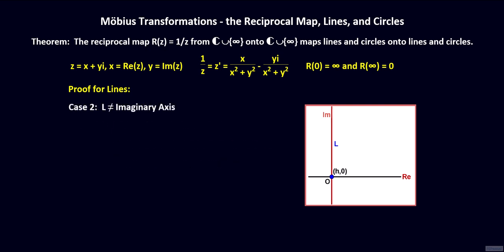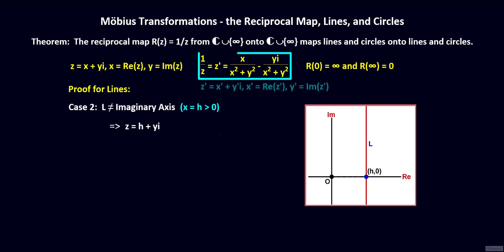When line L is not the imaginary axis, z will be equal to h plus y times i, where h is non-zero and real, so that x equals h on line L. We can choose a rotation angle beta such that h ends up being positive, so that without loss of generality, we let h be greater than 0.